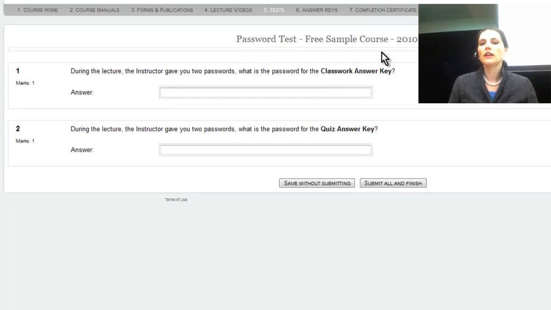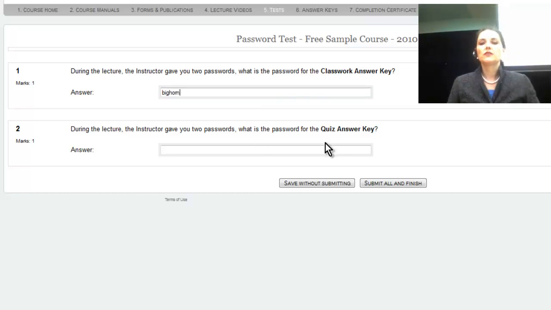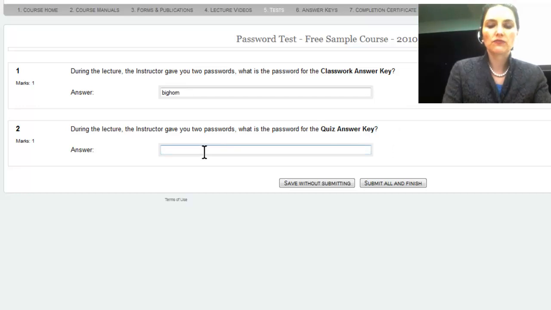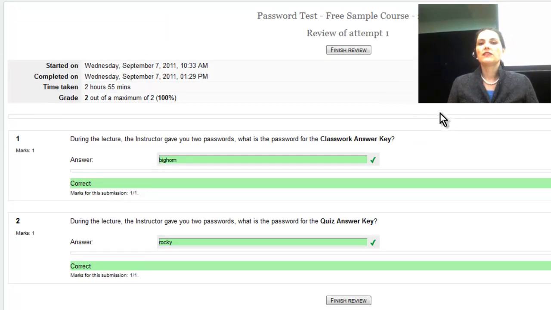The first question is, what is the password to unlock the classwork answer key? And that password was Bighorn. And then it says, what was the password for the quiz answer key? That password is Rocky. So I've now successfully completed that test.